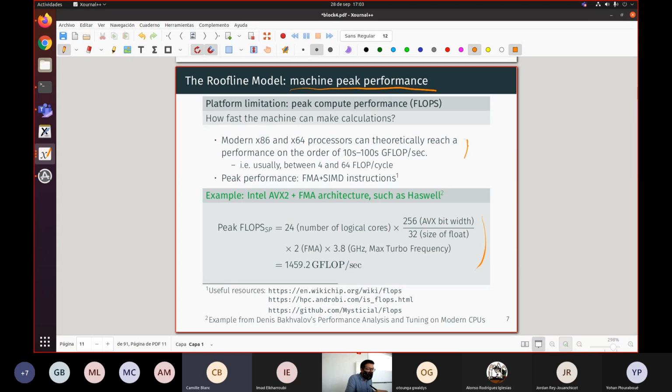But we have here more or less the theoretical limit in modern processors, that is usually between 10 and 100 gigaflops per second. That usually means from 4 to 64 floating point operations per cycle. You know that a processor has a clock and is executing some instructions each cycle. So we can execute between 4 and 64 floating point operations each cycle. So here's an example, when we are executing FMA instructions and, in general, SIMD instructions.